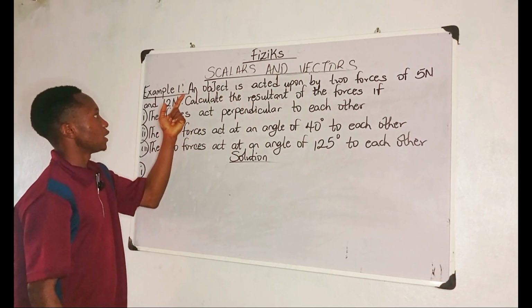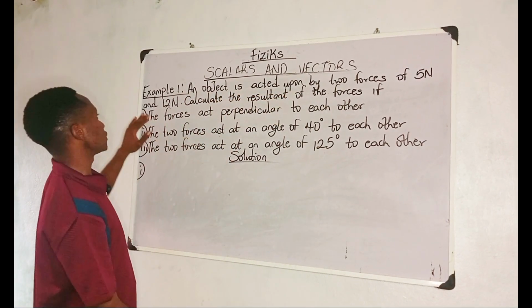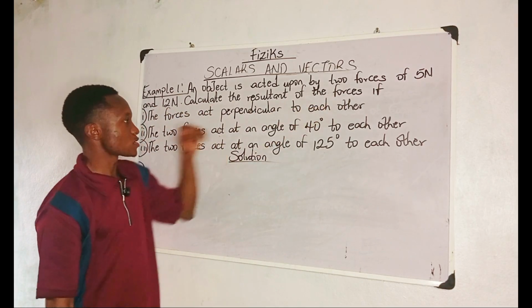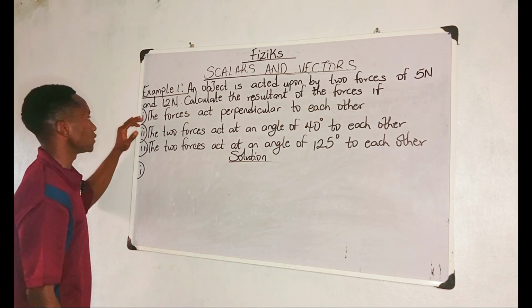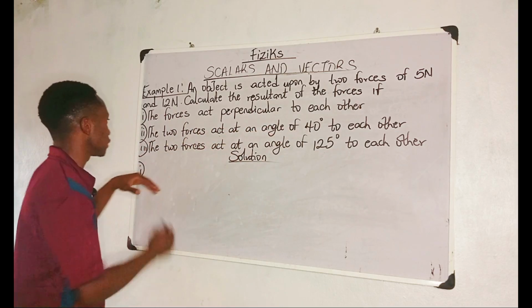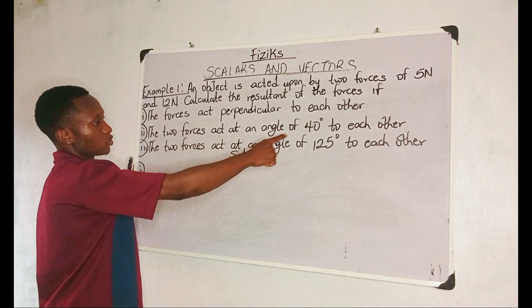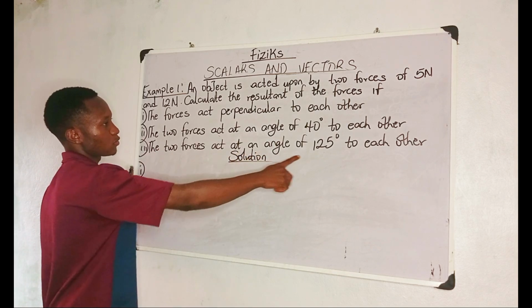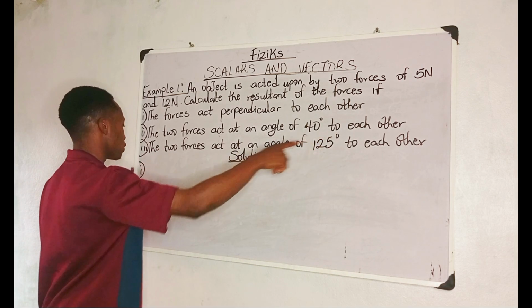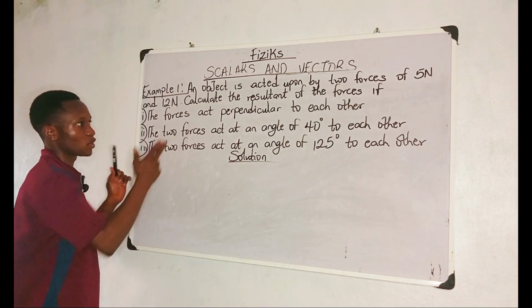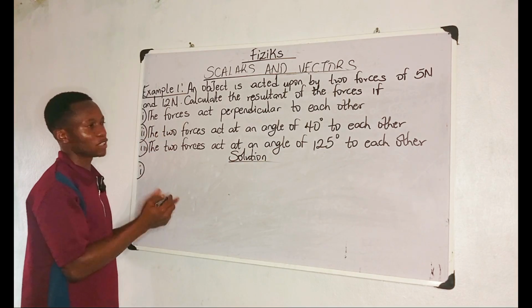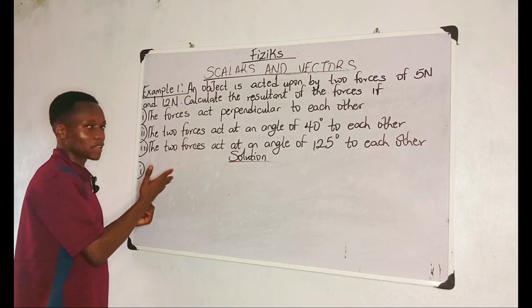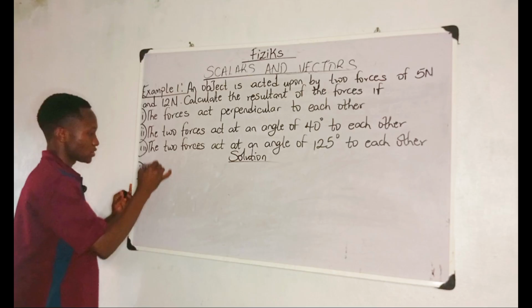Here, we have example 1. Let's see an example. An object is acted upon by two forces of 5 Newton and 12 Newton. Calculate the resultant of the forces if, one, the forces act perpendicular to each other, two, the forces act at an angle of 40 degrees to each other, and three, the forces act at an angle of 125 degrees to each other. Now, the first one I'll start with is the one of perpendicular. When you hear the word perpendicular, what comes to your mind? Okay, it's going to be 90 degrees. Very good.